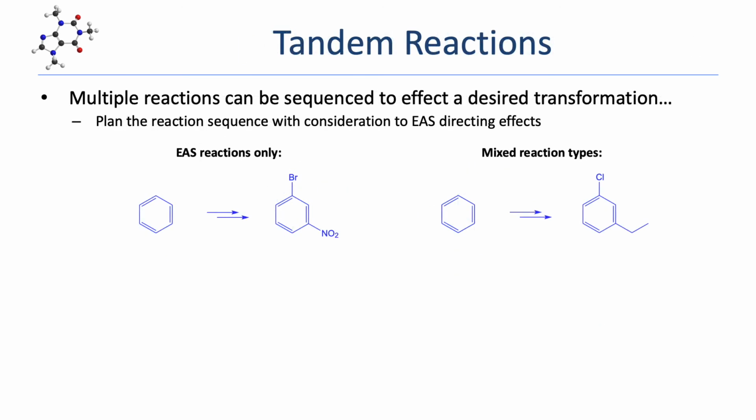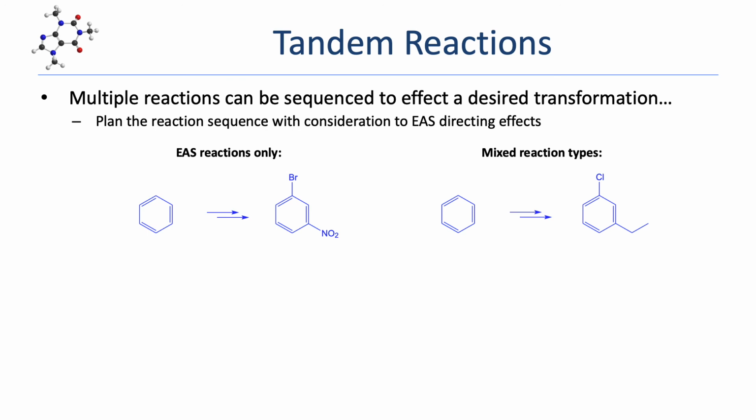Now that we understand how substituents on a benzene ring can affect the regioselectivity of an EAS reaction, we can start to explore how multiple reactions can be sequenced to affect a desired overall transformation. So here I have a couple of examples. The first one relies only on EAS reactions. The goal here is to transform benzene into 1-bromo-3-nitrobenzene using a sequence of reactions.